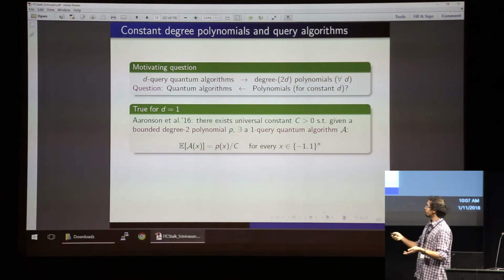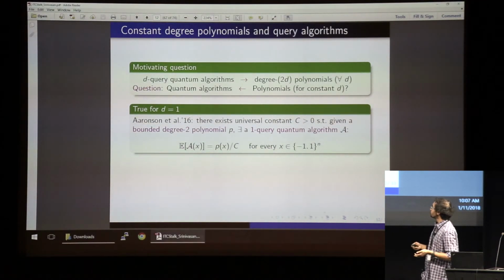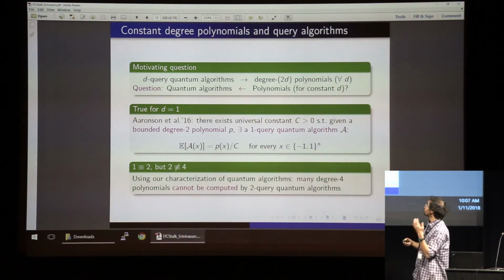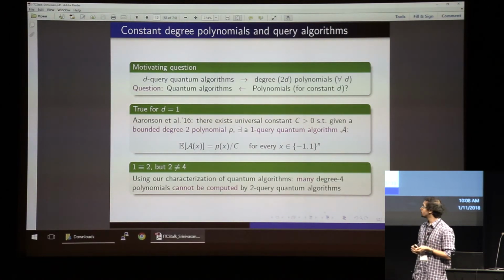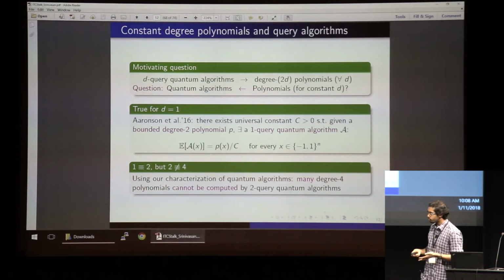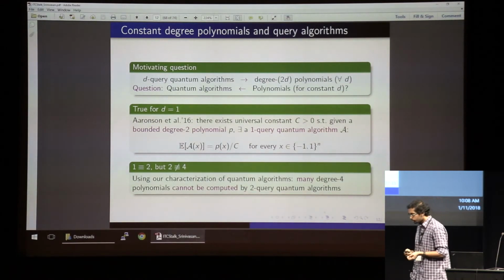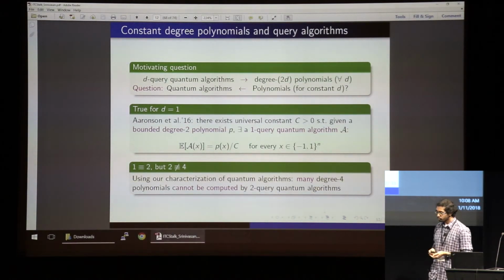But crucially, because we had the simple approach, we showed that the second question that I asked on top is actually not true when you begin with degree 4 polynomials. That is to say, if you give me a degree 4 polynomial, you cannot hope to have a quantum algorithm which makes 2 queries and returns a sign plus or minus 1, which has expectation exactly this degree 4 polynomial evaluated on x divided by some universal constant. That was an open question in Aaronson et al.'s paper, and we give a negative answer to it for D equals 2 already.